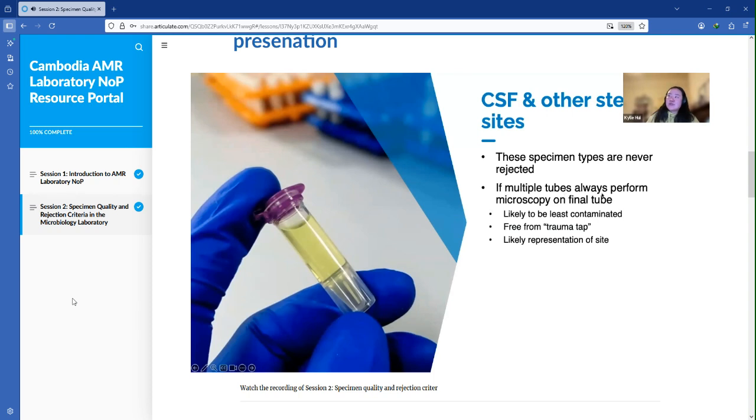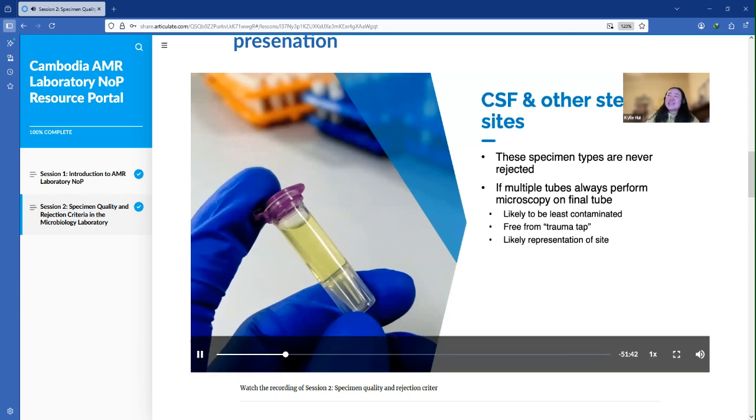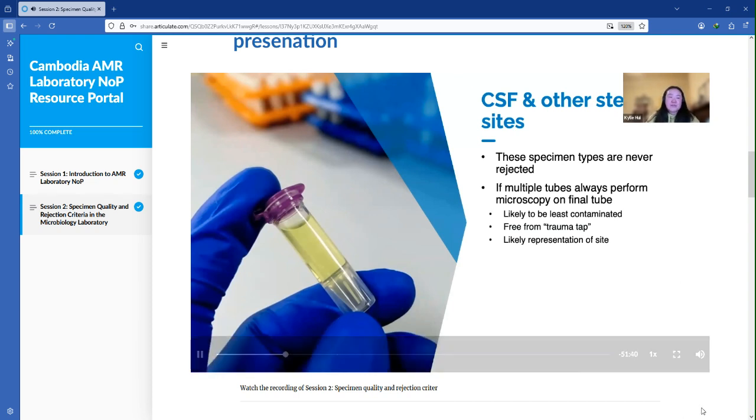If multiple tubes are received, microscopy is always performed on the final tube because this is likely to be the least contaminated. It's free from trauma tap, which might happen when we first start collecting a sample. There might be a lot of blood in it, and the final tube is likely to represent the site of infection.